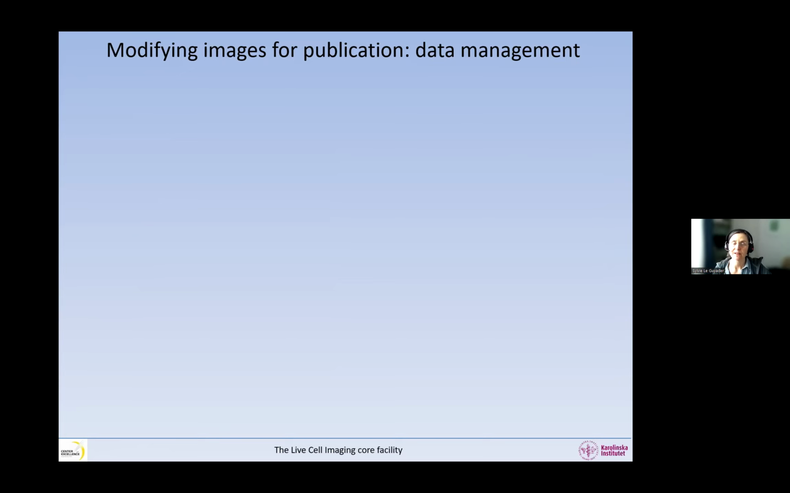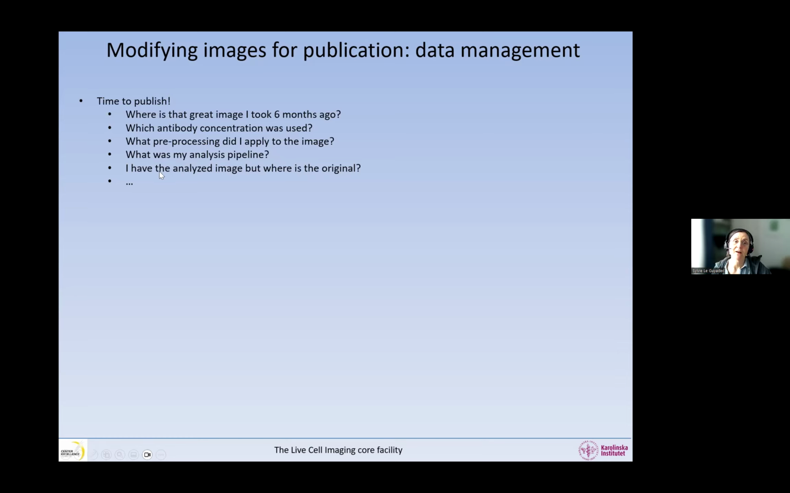So if it's time to publish and you go like, oh, where's that great image that I took 6 months ago and I presented it in my group meeting and I don't remember where it is, or sometimes 6 months, sometimes 2 or 3 years, right? And which antibody concentration did I use to get this image? Or what was the pre-processing that I applied to the image? What was my analysis pipeline? And I have the analyzed image, where is the original, etc., right? So all these types of things, you must keep track of them.